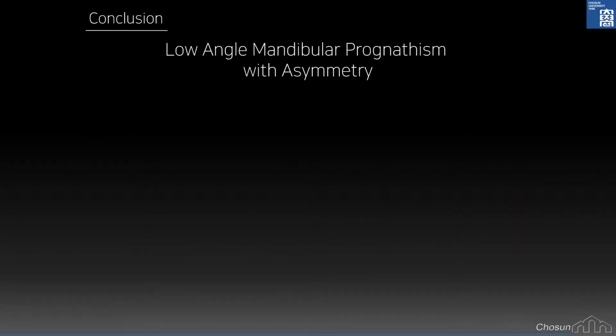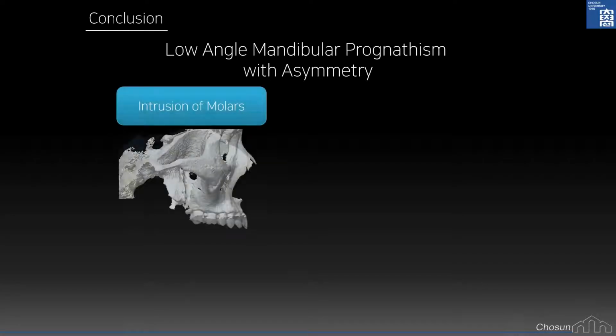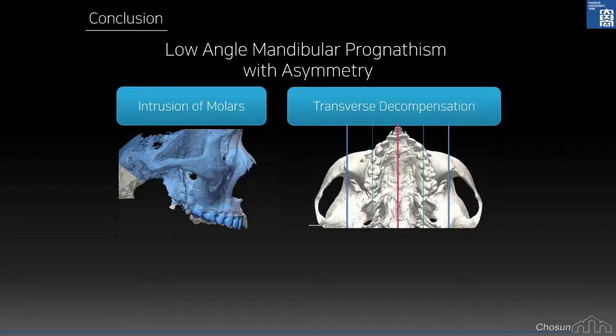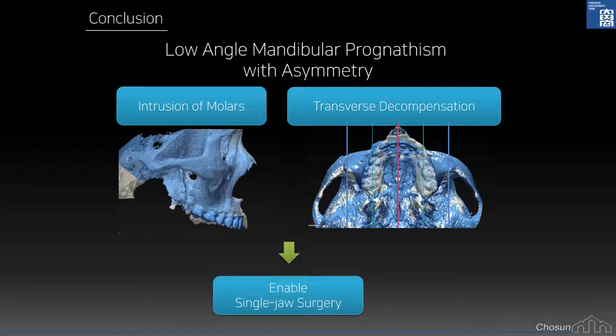To conclude, in the treatment of low-angle mandibular prognathism with asymmetry, orthodontic intrusion of the maxillary molars and transverse decompensation can remove the need for maxillary surgery, enabling single jaw mandibular surgery with double jaw surgery-like effect.